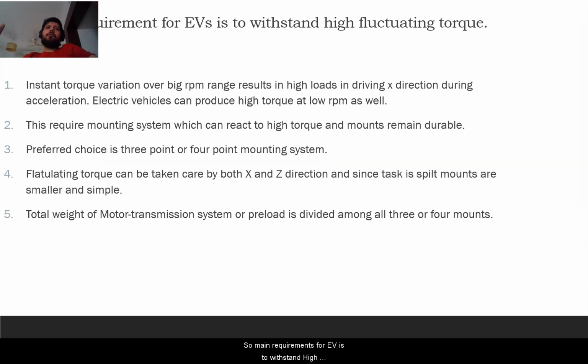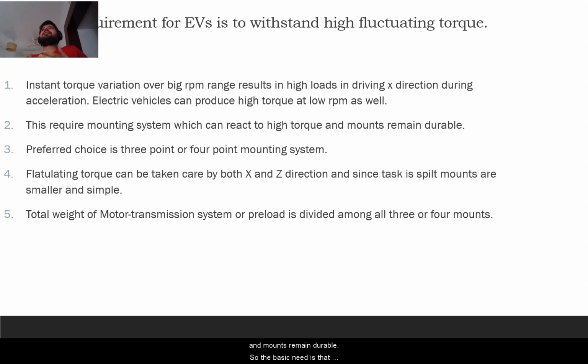The main requirement for EV is to withstand high fluctuating torque. Instant torque variation over a big RPM range results in high loads in the driving X direction during acceleration. Generally in electric vehicles, the car accelerates, the RPM shoots up quickly and then comes back to 0, and the torque fluctuation is big. Electric vehicles can also produce high torque at low RPM. This requires a mounting system which can react to high torque while the mounts remain durable.